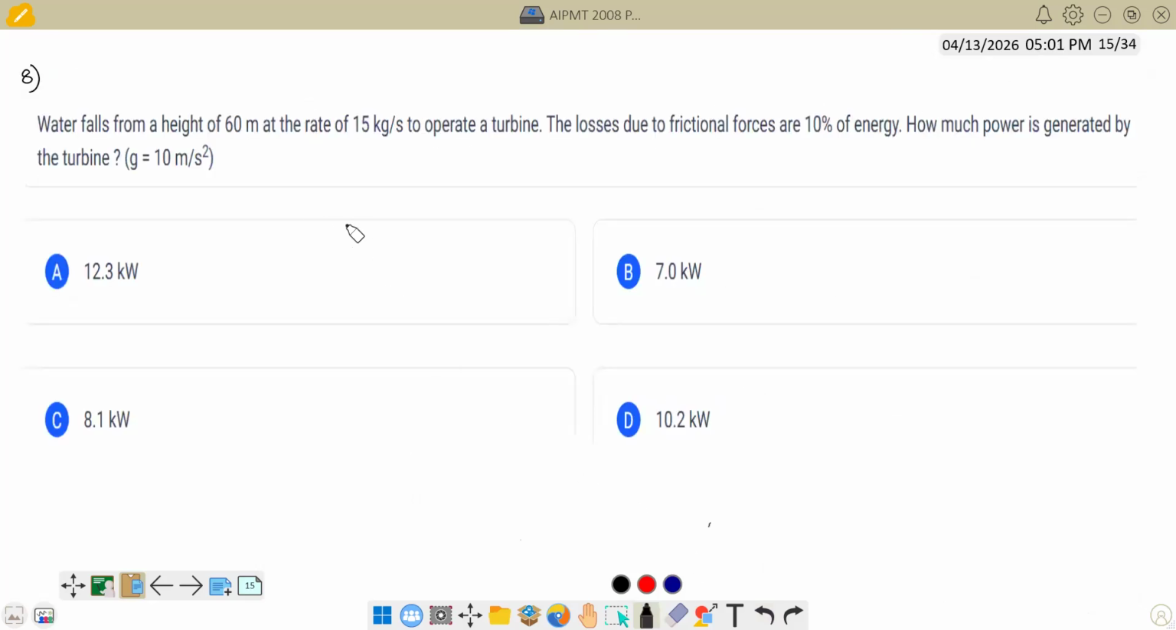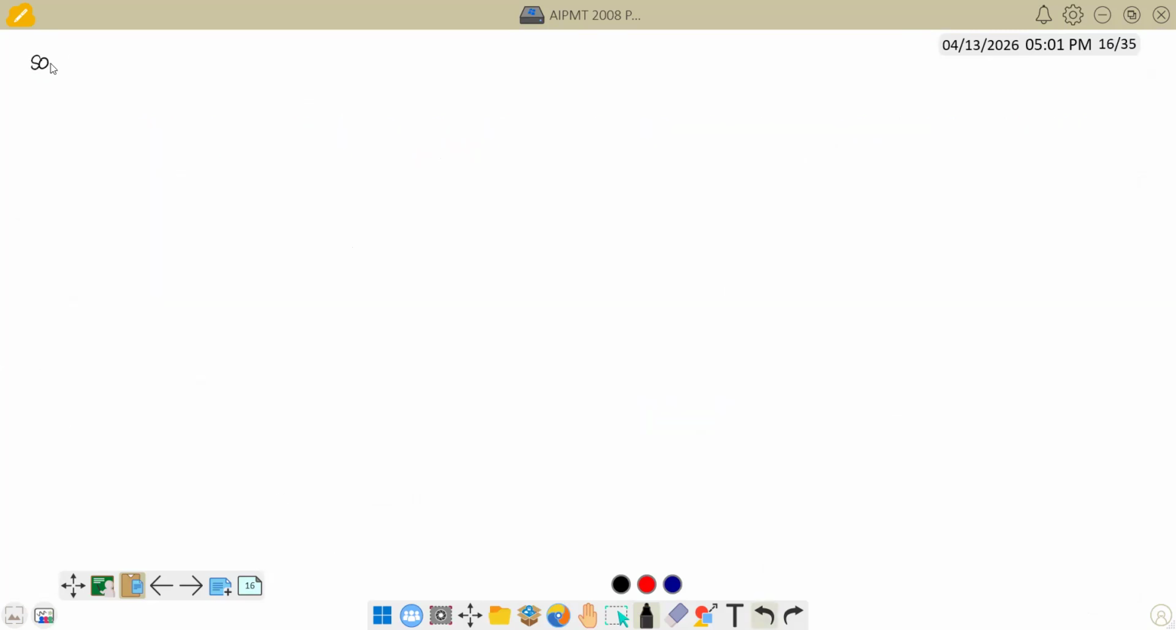Okay, the question says the water falls from a height of 60 meter at a rate of 15 kg per second to operate a turbine. The loss due to frictional force is 10% of the energy. How much power is generated by the turbine? So basically, water is falling from a height of 60 meter.